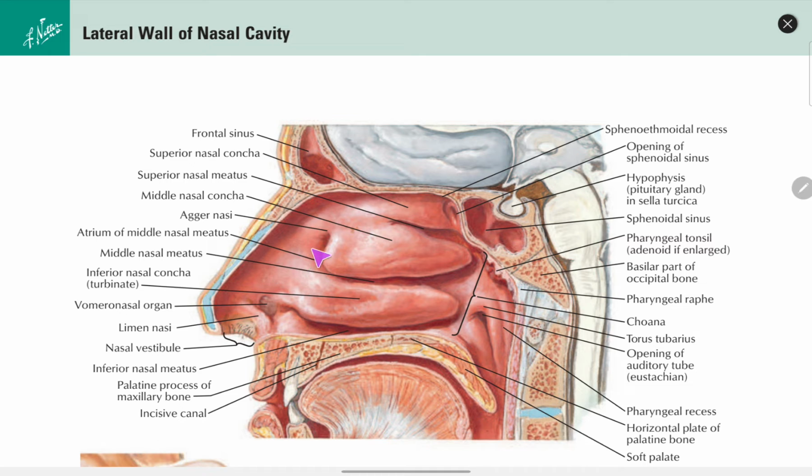Next, the atrium of the middle meatus. This is the second part. Then the posterior part, that is the concha. And the spaces between the concha are called meatus. So this is the inferior meatus, this is the middle meatus, and this is the superior meatus.